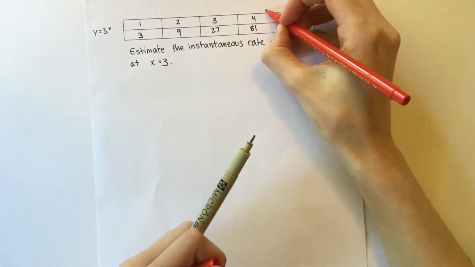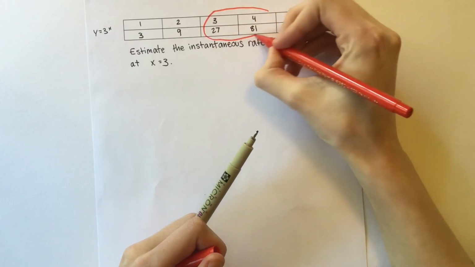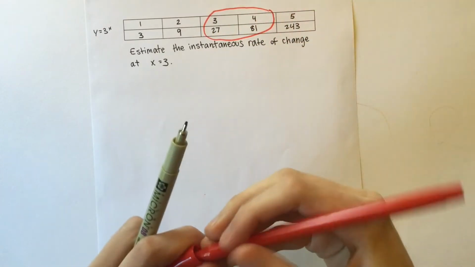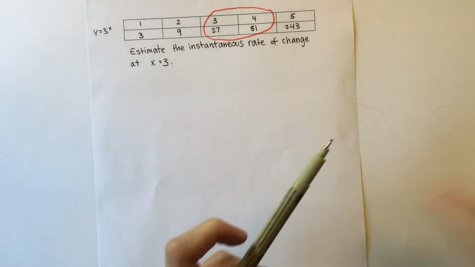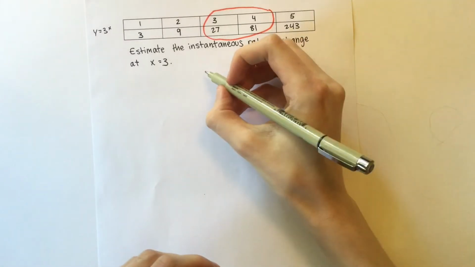Now we're going to be looking at tangent lines. This is our table example. We're going to estimate the instantaneous rate of change at x equals 3 using the table values for x equals 3 and x equals 4.